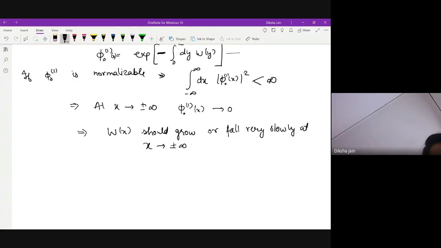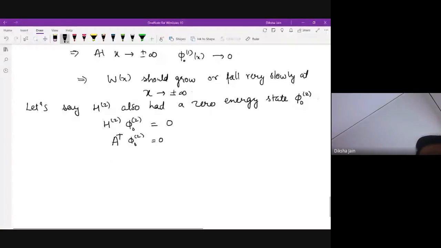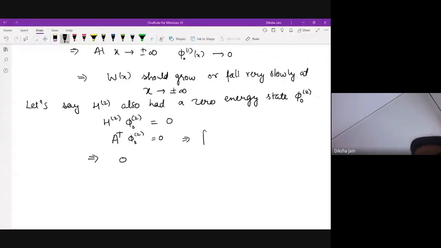Now if that is the case, let's say that the Hamiltonian H2 also had a zero energy state. Let me call it phi 02. So if phi 02 was the zero energy state, then H2 acting on phi 02 was 0. This will say A dagger acting on phi 02 is 0, because H2 is A A dagger. And A dagger is basically minus d by dx plus w of x, acting on phi 02.